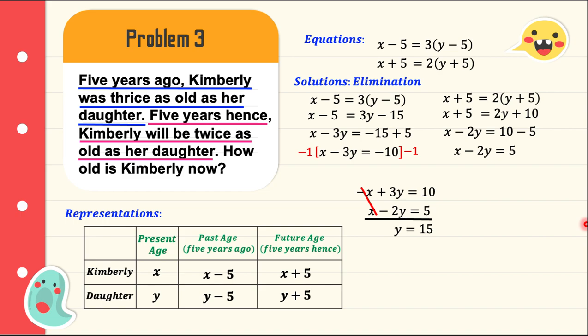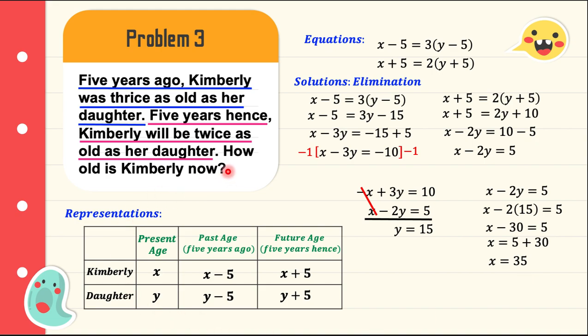And then we are looking for the age of Kimberly, so we have to get the value of x. I will be using the standard form of the second equation, which is x minus 2y equals 5. Change y and make it 15. So we'll have now x minus 2 times 15. The answer is 30. Transpose it to the other side. That will be now x equals 5 plus 30, which is 35. So the value of x is 35, which is the present age of Kimberly.